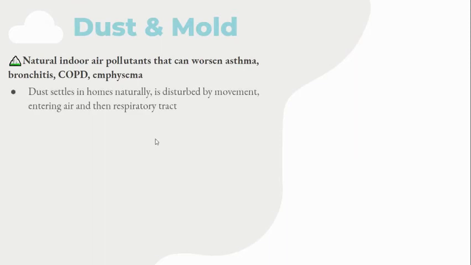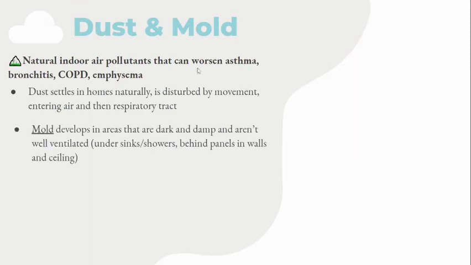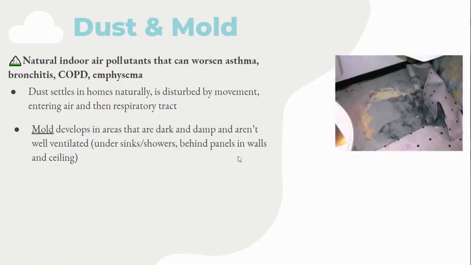Dust and mold. Indoor air pollutants that worsen asthma, bronchitis, COPD, and emphysema. Okay. Know at least a few of these diseases that are associated with each of these as well. You don't need to know them all, but know at least one. Dust settles in the homes naturally and is disturbed by movement. So keeping our homes dust free, changing our air filters regularly is important for our health. Mold itself develops in areas that are dark and damp and aren't well ventilated: under sinks and showers, behind panels and walls and ceilings, and especially in bathrooms that don't have ventilation or access to a window. Those are things to keep a really close eye on as well.